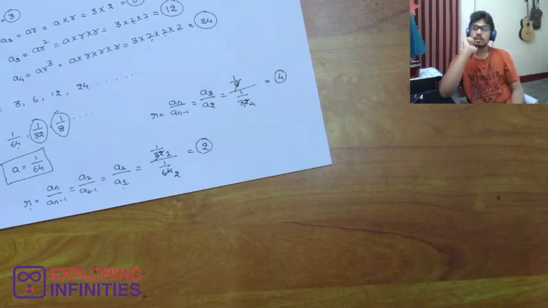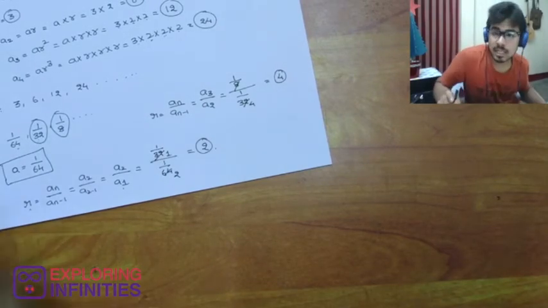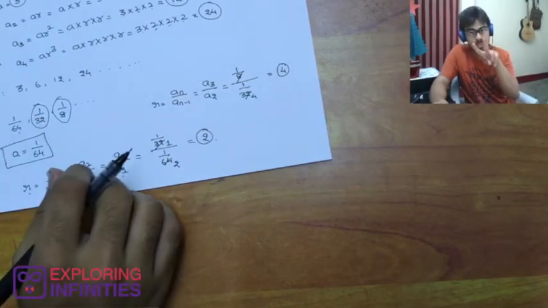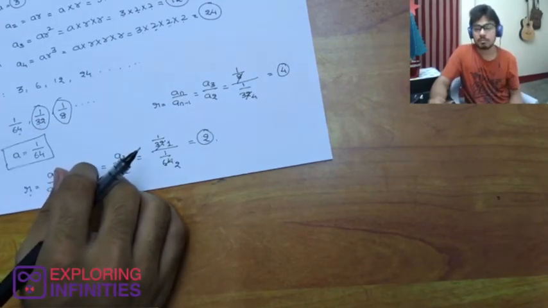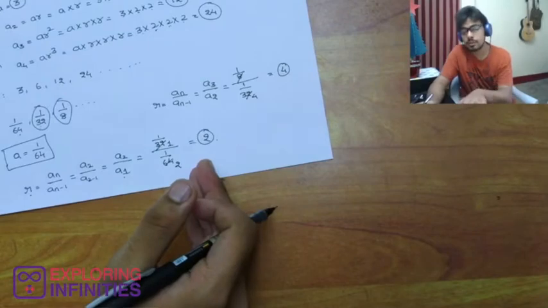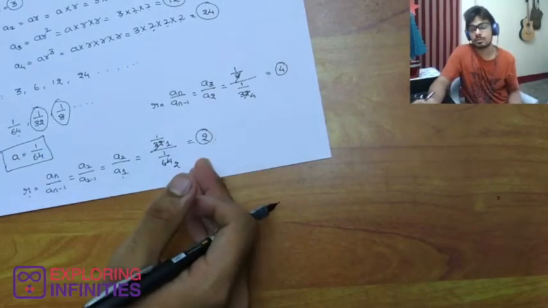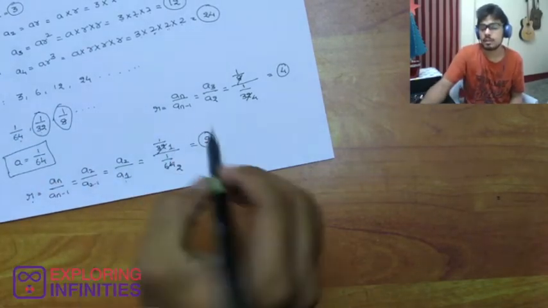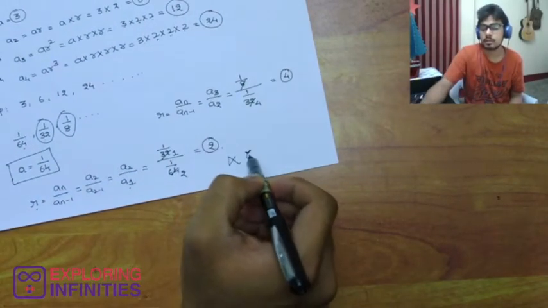Clear? A geometric progression must have common ratio same for every successive numbers, every two numbers. But here we got 2 for first two and 4 for next two. So do you think this is a GP? It is not. Therefore, this is not a GP. As simple as it is.